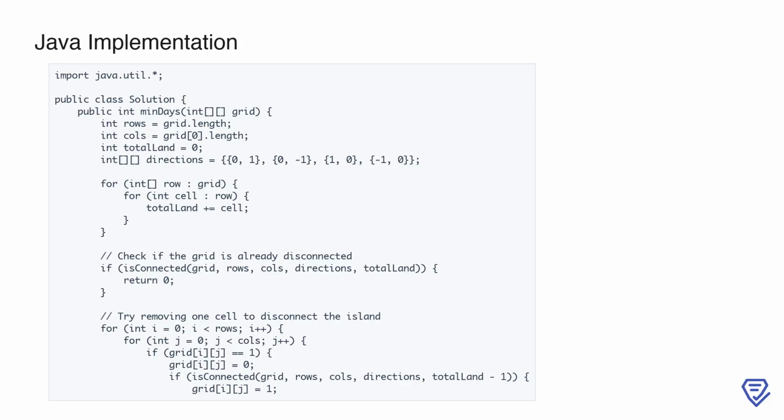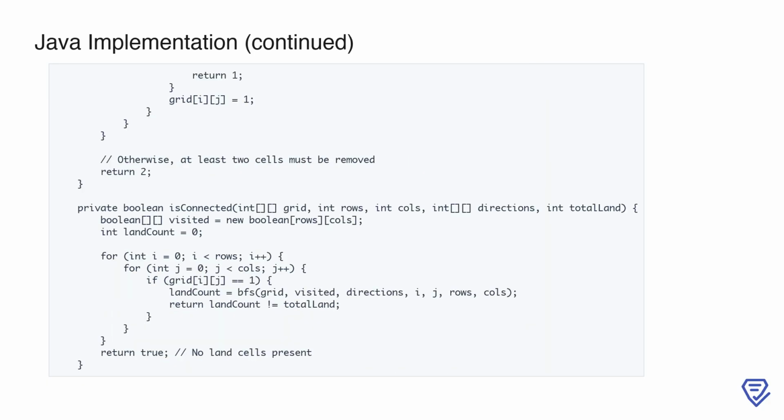If the function isConnected determines that the island is already disconnected, meaning there's no single connected landmass, we immediately return 0, as no further action is needed. Otherwise, we simulate removing one land cell at a time to check if it disconnects the island. For each land cell, we temporarily set it to 0, and if this leads to disconnection, we restore the cell and return 1, indicating that 1 removal is sufficient.